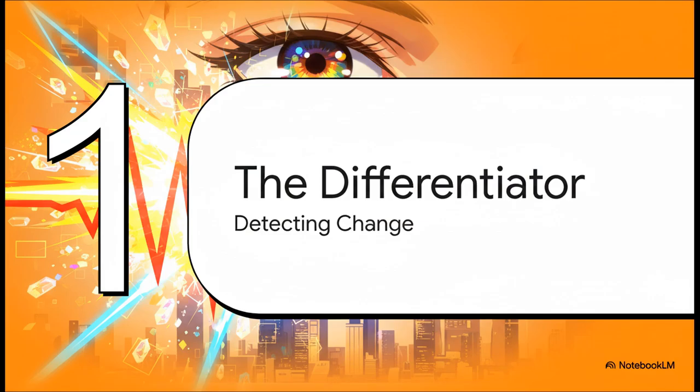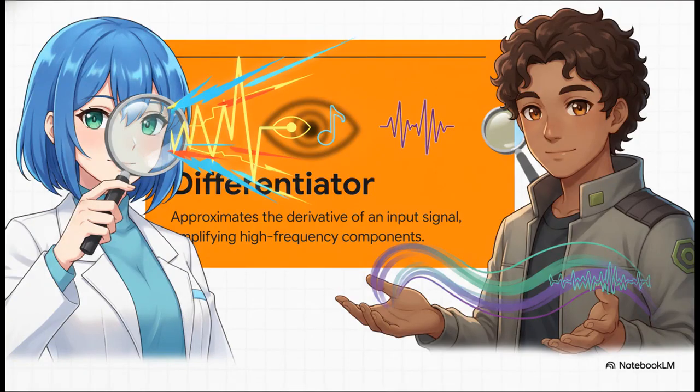All right, first up, the differentiator. If this tool had a personality, it would be kind of impulsive and excitable. It's obsessed with what's happening right now. Its entire job, its whole reason for being, is to detect change. Okay, so the technical definition says it approximates the derivative. But let's just push the math book aside for a second. All this really means is that it's designed to listen for any part of a signal that changes super fast. It pretty much ignores anything that's steady and just amplifies the spikes. It basically shouts about them.